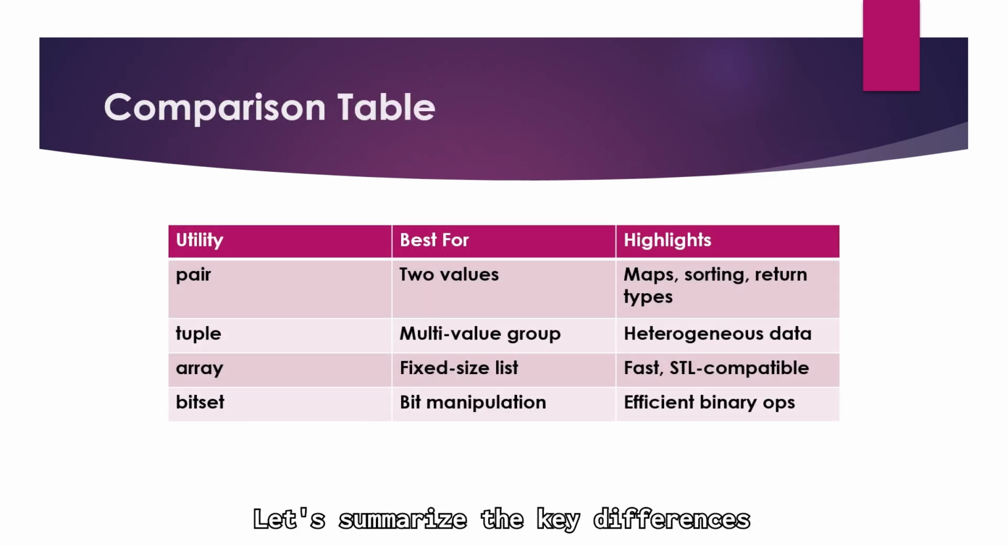Let's summarize the key differences between these containers in a comparison table. Pair is ideal for storing two related values such as a key value pair or a coordinate. Tuple, on the other hand, is perfect for grouping multiple heterogeneous values together. Array is a safer, more efficient alternative to traditional arrays, while bitset is specialized for efficient bit level operations. Understanding when to use each of these containers is crucial for writing efficient and maintainable C++ code.